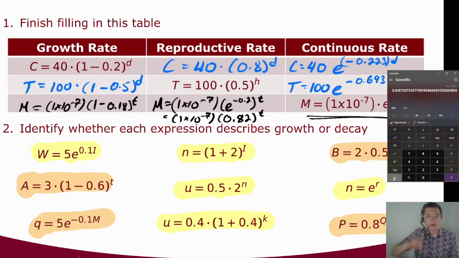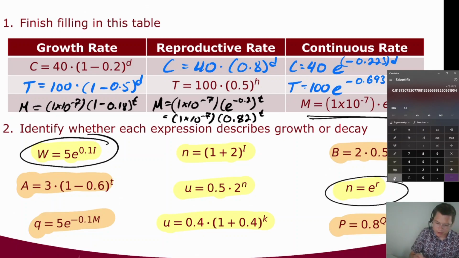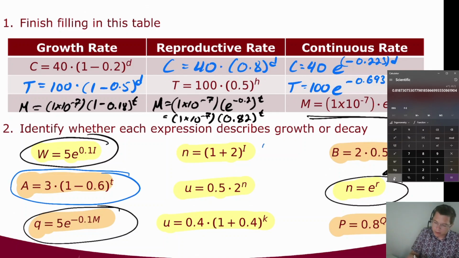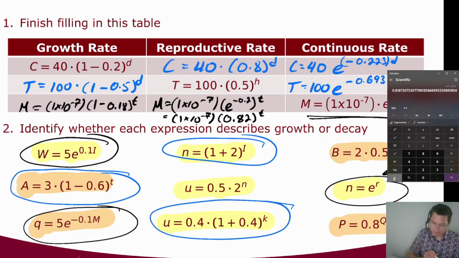For the other ones, identifying growth and decay, the yellow should be growth, and the orange should be decay. So whenever you see a continuous rate, here's a continuous, here's a continuous, here's a continuous, it's decay when it's negative, it's growth when it's positive. And in this case, you have a 100% growth rate, so don't be confused by that one. When you have the growth rate version, that would be this one, that one, and that one. It's growing when you are adding a certain relative proportion, and it's decaying when you're subtracting.